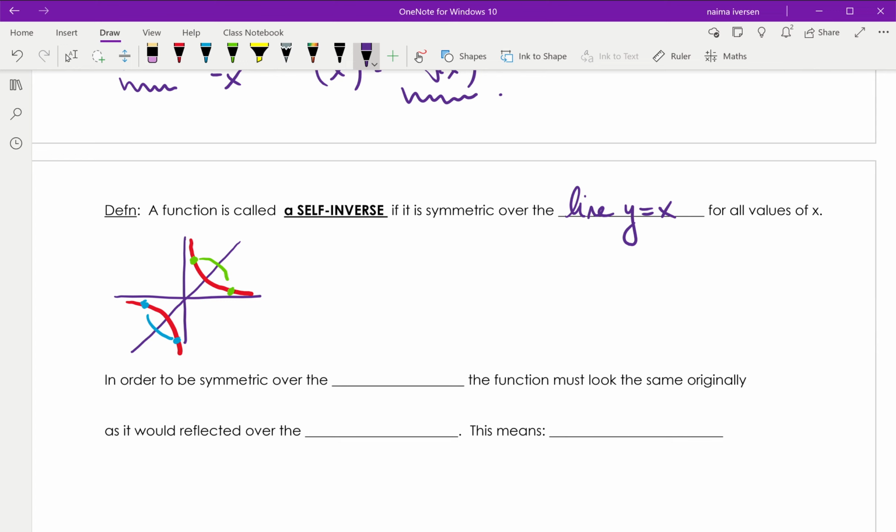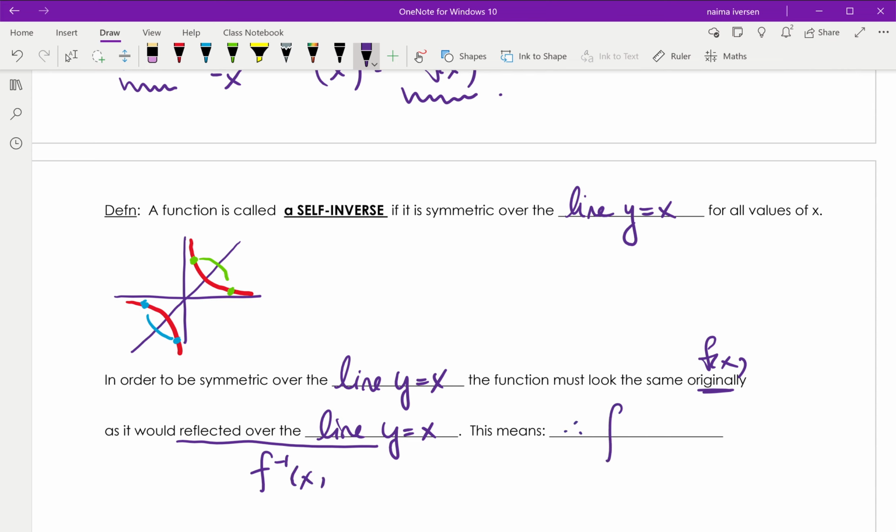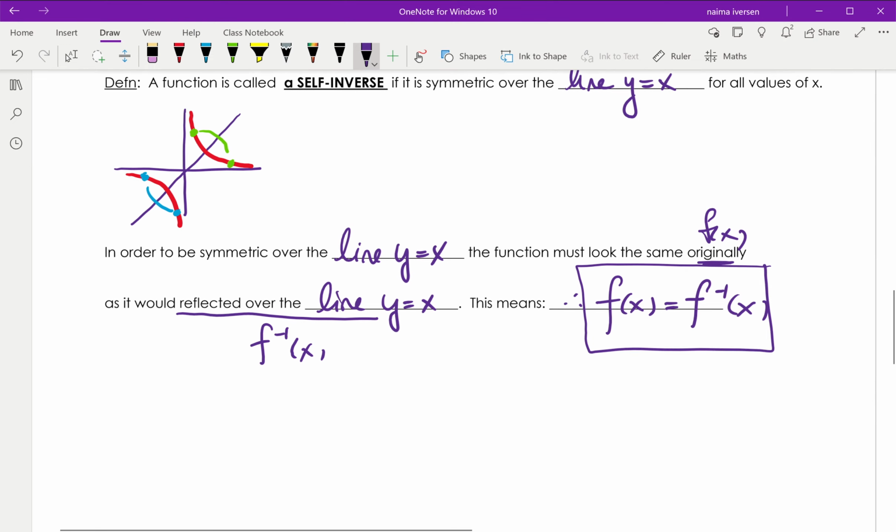In order to be symmetric over the line y equals x, the function must look the same originally, so that's my f of x, as it would reflected over the line y equals x. Now a reflection over the line y equals x, remember, is f inverse of x. And so what that means is that your f of x function and your inverse function have to have exactly the same equation.